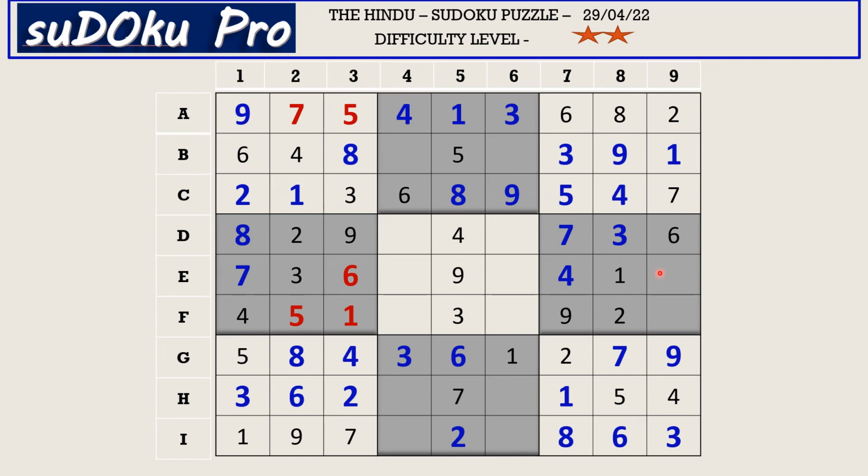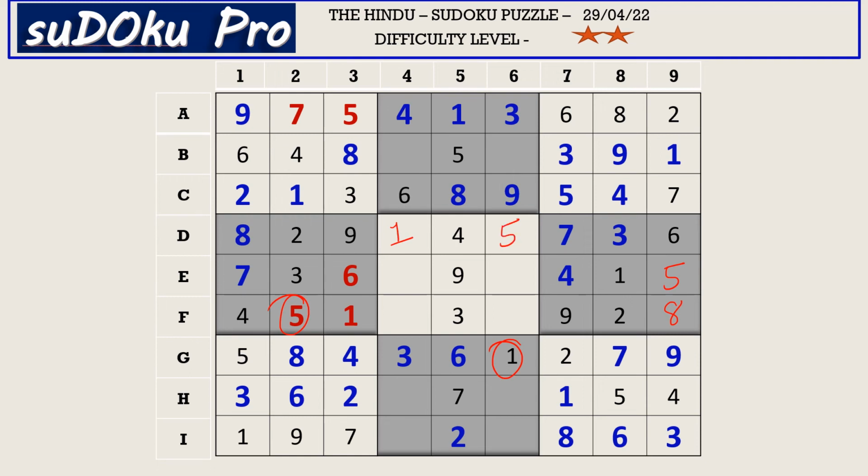Now that this column is waiting for 5 and 8 here, you can see 5 here in F row. So F9 takes 8 and E9 takes 5. Now in D row there are only 2 empty cells and the missing numbers are 1 and 5. There is a 1 blocking from here. So D4 takes 1 and D6 takes 5.